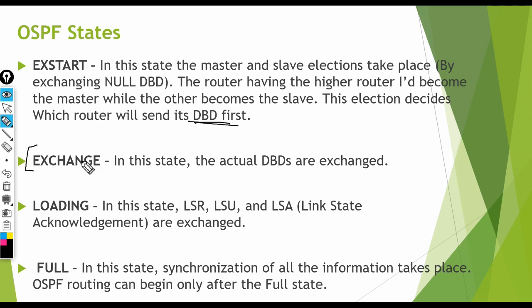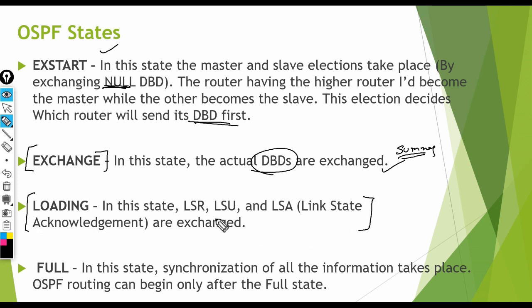Now next you come to the Exchange state. In this state, the actual DBD packets will be exchanged. It's not null. Null was exchanged earlier just for the election, and here your actual DBD packets will be exchanged. This is your actual DBD, database description packet. This is basically a summary of your database, just summary information of your updates. But the actual update will be sent in the next state.